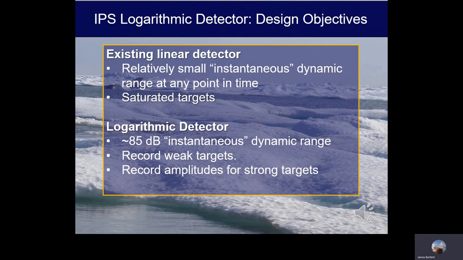ASL's log IPS is a further development of the IPS-5 ice profiler. It has a logarithmic detector with 85 decibels of instantaneous dynamic range. The goal of developing this log detector is to record weak targets as well as strong targets out of saturation. So we wanted to have enough range that weak targets didn't fall below the noise floor and strong targets didn't get clipped.